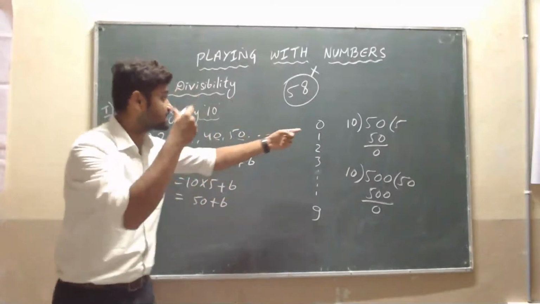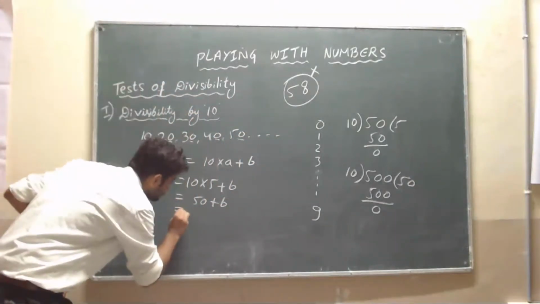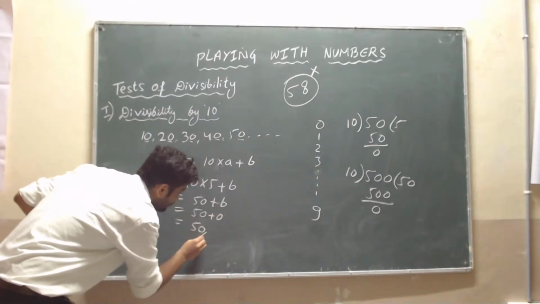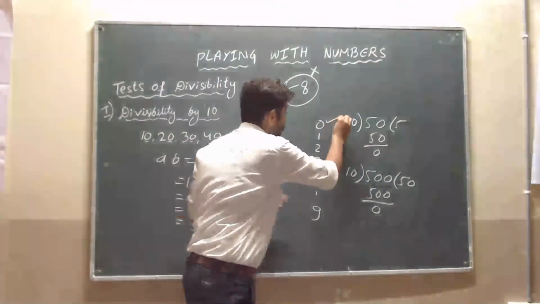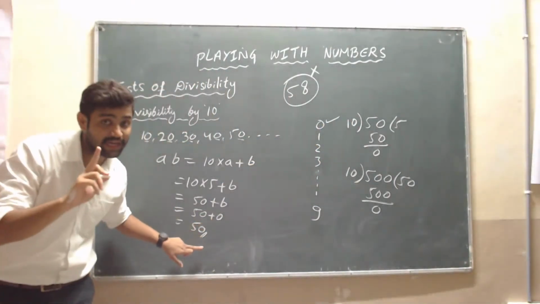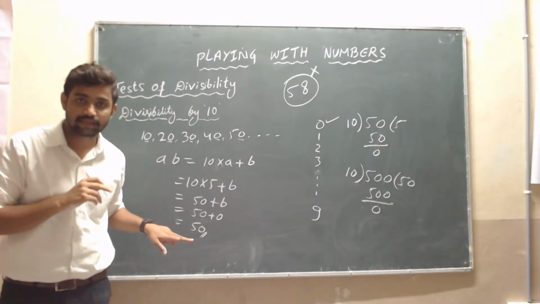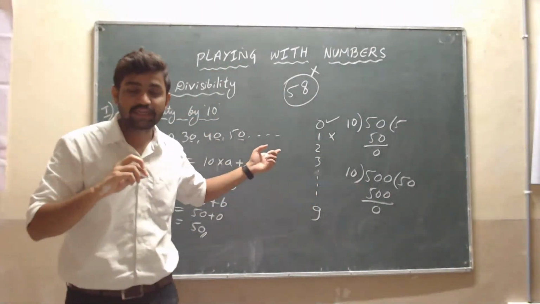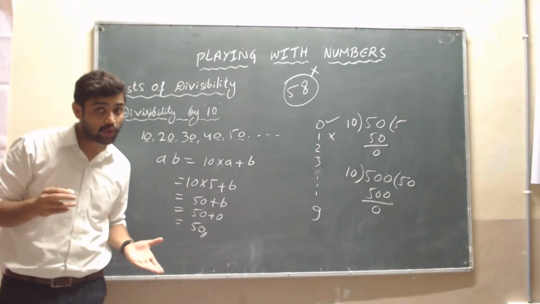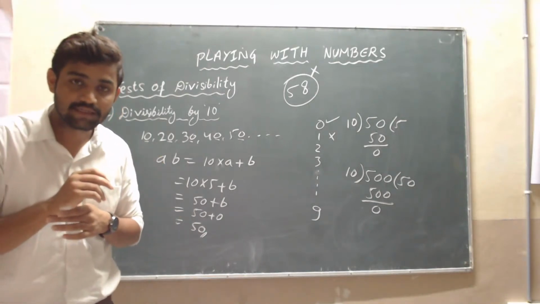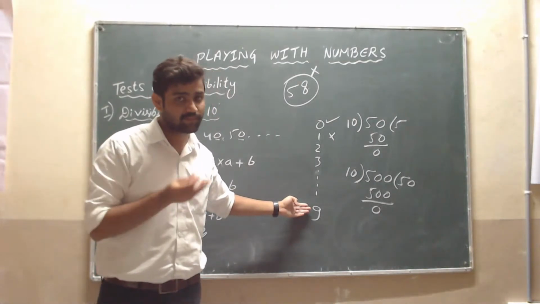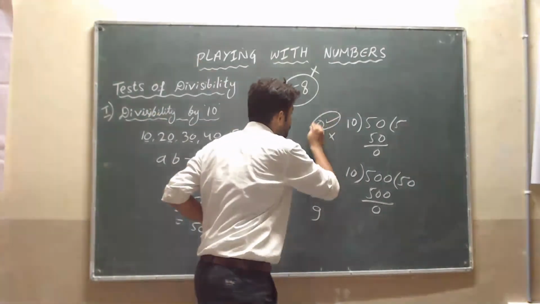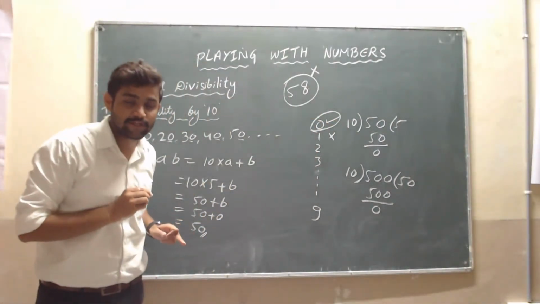Let's check the possibilities. Let's take first 0. Put 0: 50 plus 0 is 50. Then check with 1. What happens? It becomes 51, which is not divisible by 10. Then put 2. It becomes 52, which is also not divisible by 10. Check up to 9. The only possibility from 0 to 9 is 0. Do you understand?